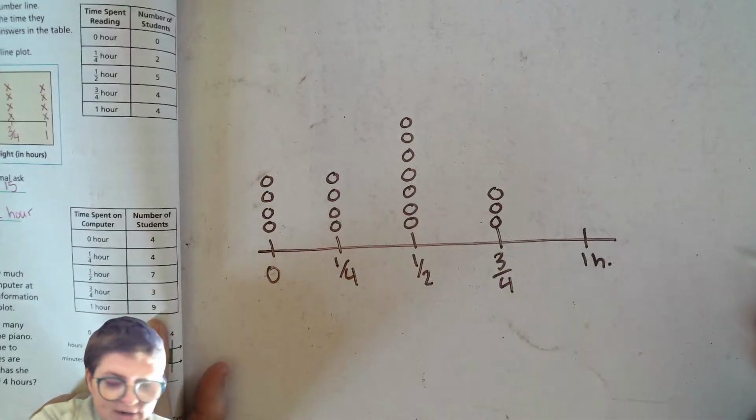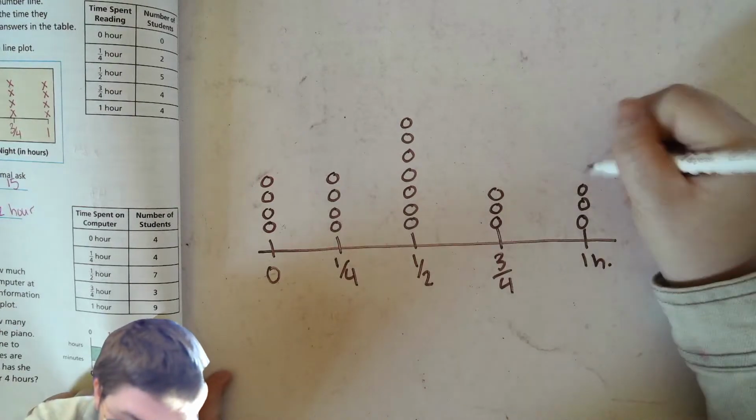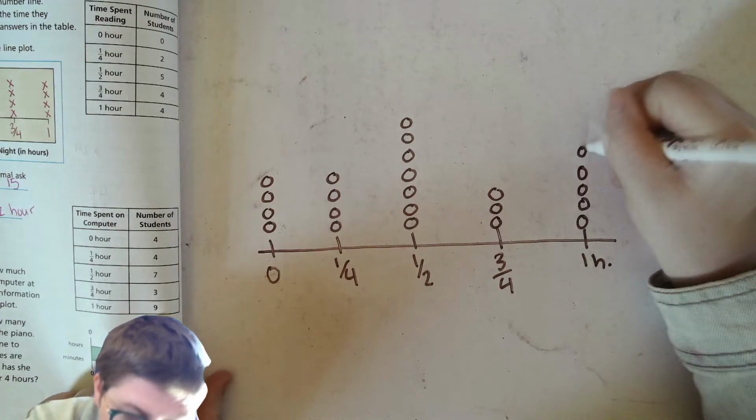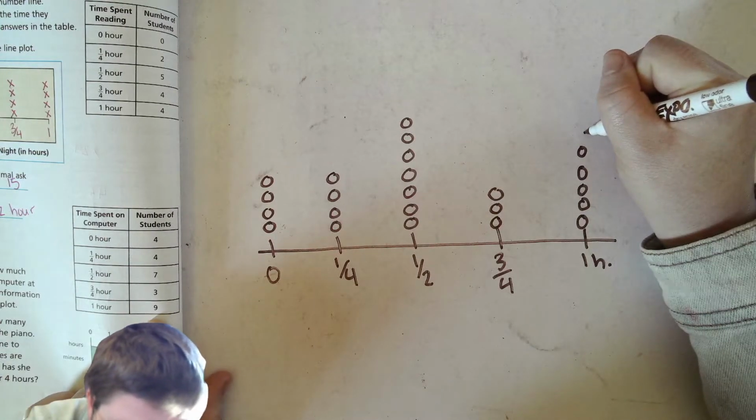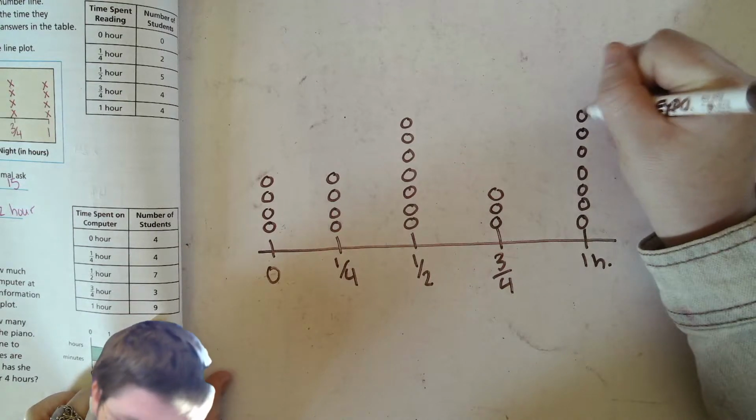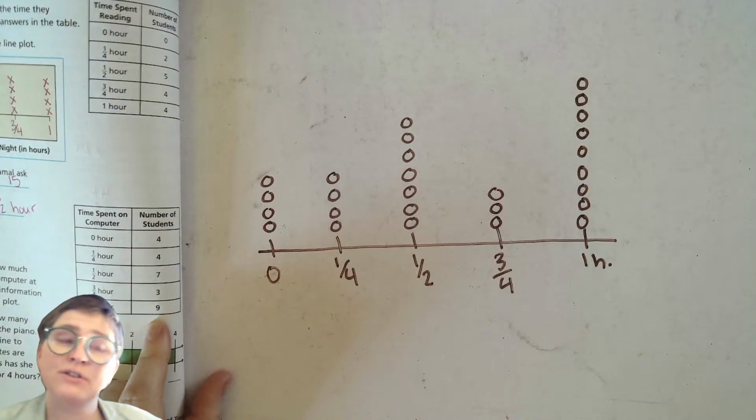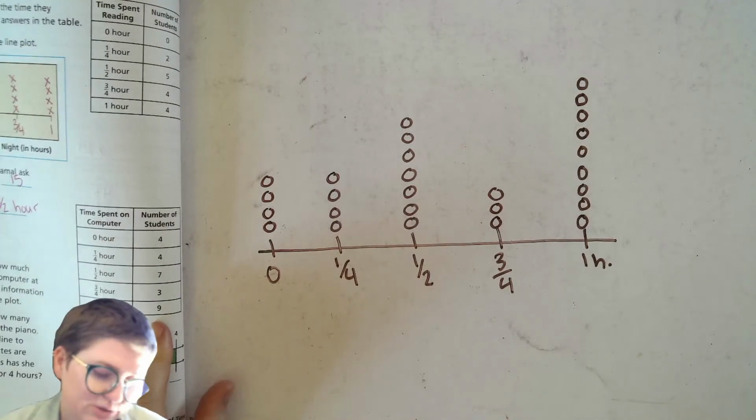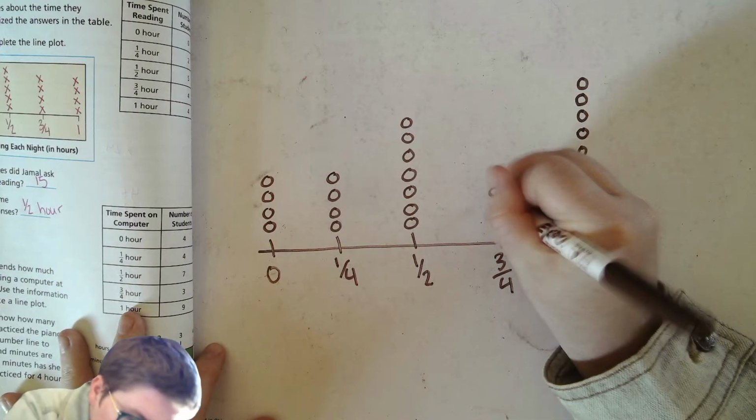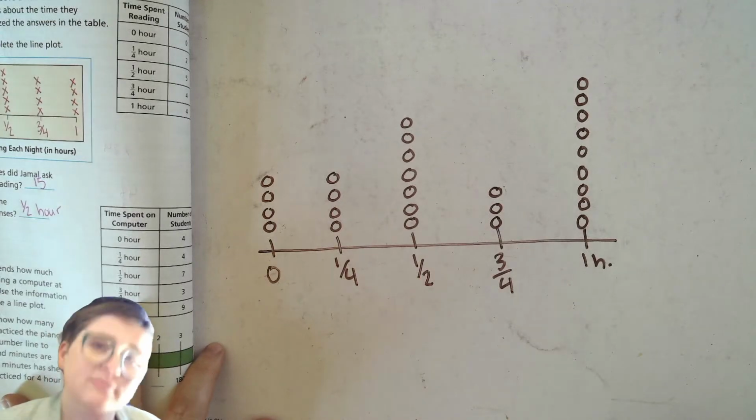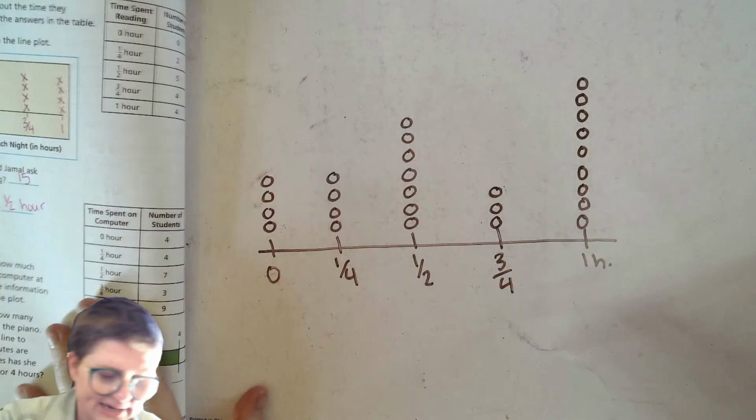And then 1 hour, 9 kids said that. So 1, 2, 3, 4, 5. I'm looking across, making sure I'm trying to keep it even. 5, 6, 7, 8, 9. So there's our little line plot. Hopefully yours looks like that too. If you notice, this circle's kind of big, I'm just gonna go ahead and make it a little bit smaller. Yeah, you want it to be neat and easy to read. That's like the whole point of a graph of any kind.